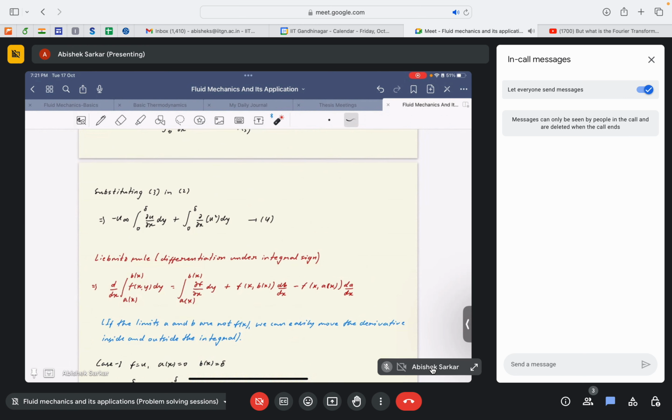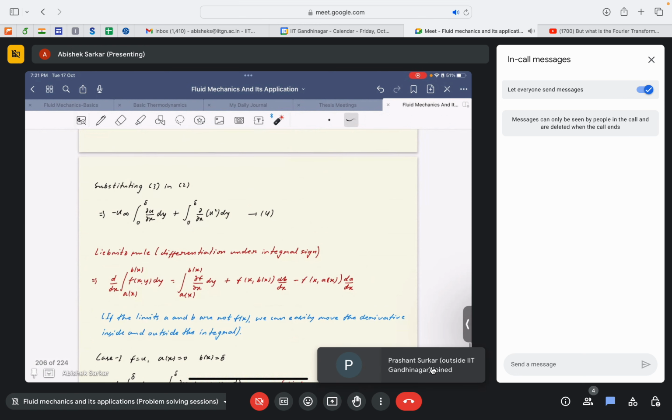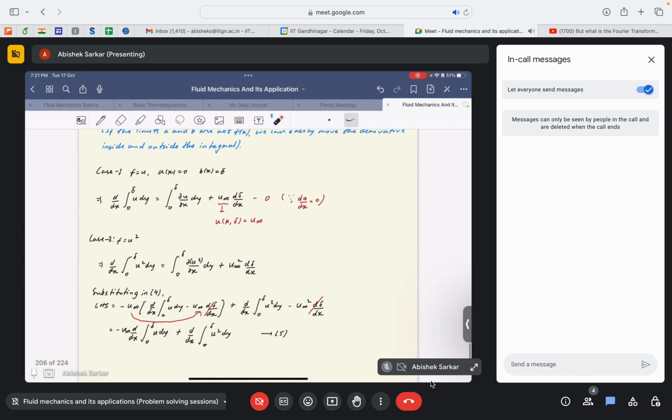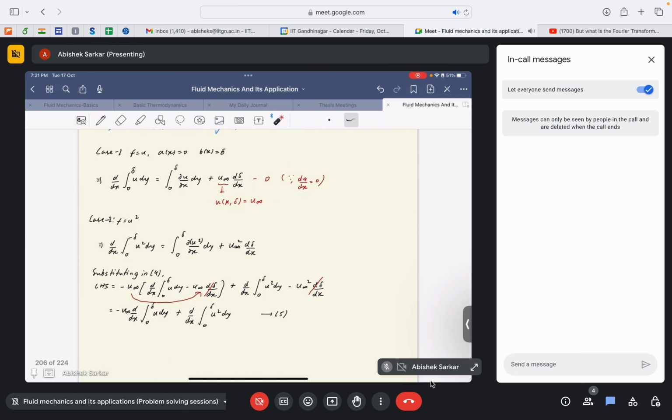You can see this note. I've just written a formula. Okay, so if we apply the Leibniz rule to both of these terms, the final simplified version of the term is this. Okay, so it is simplified to this form. Okay, I will not go back deeply.